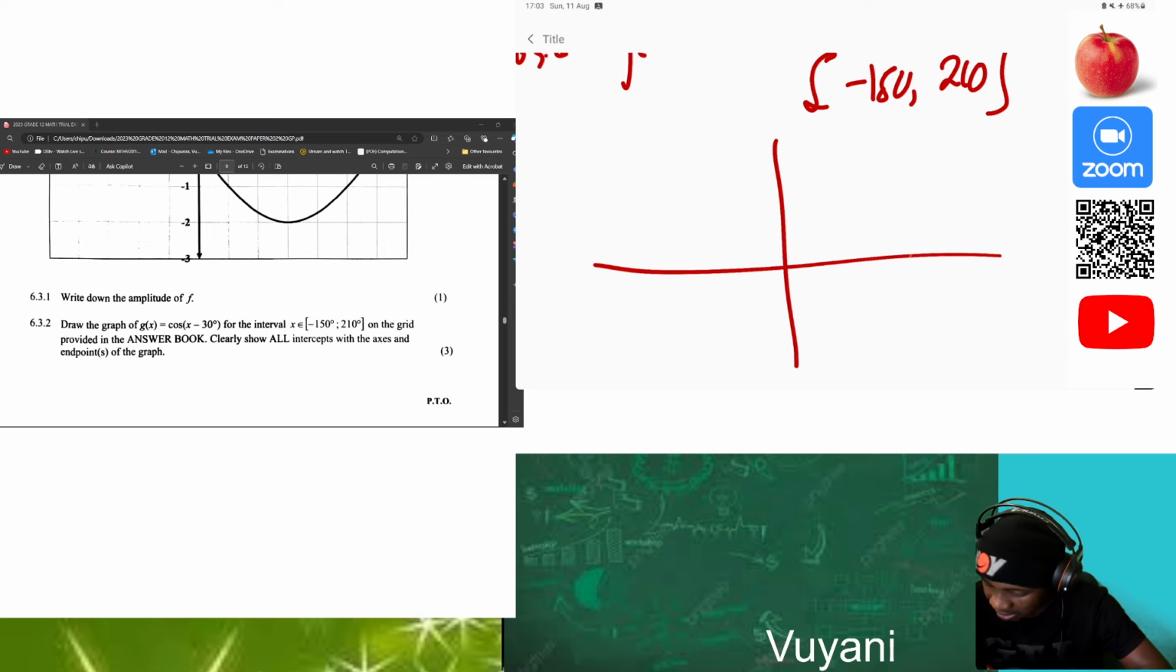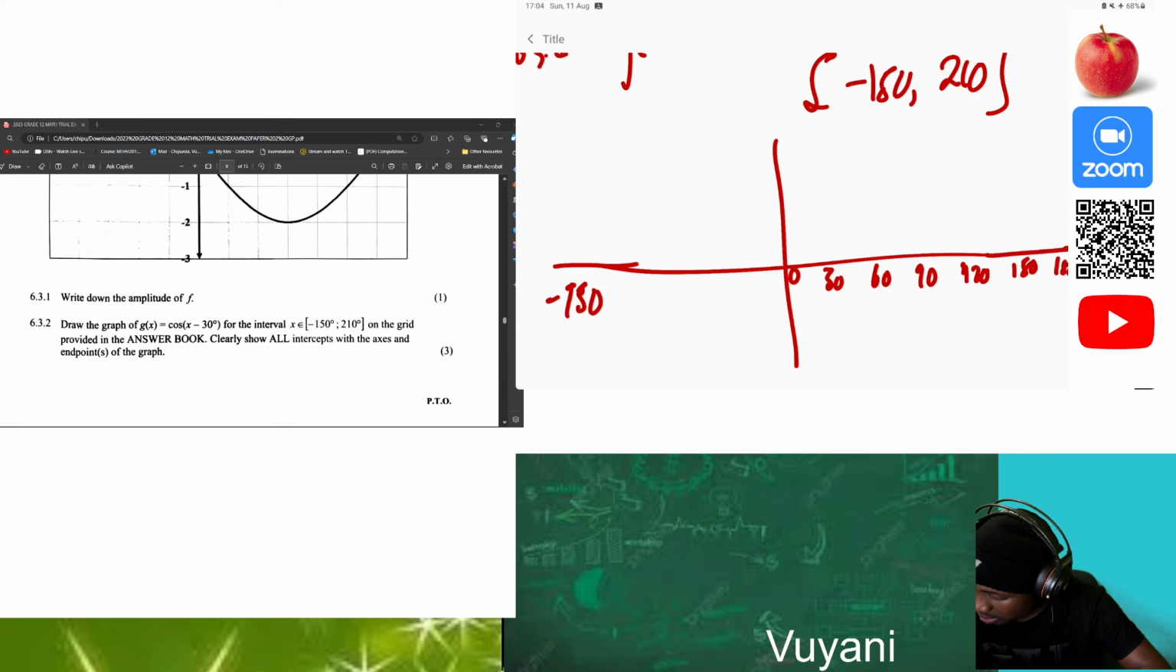Then we plot our function from negative 150. Let's use steps of 30. So negative 150, then we're going to have 0, 30, 60, 90, 120, 150, 180, 210. So this would be negative 30, negative 60, negative 90, negative 120, negative 150. So these will be the corners.